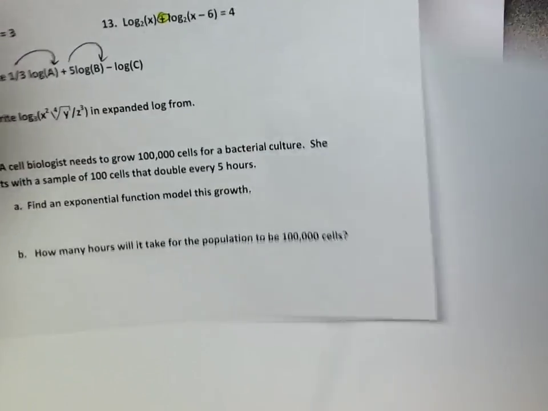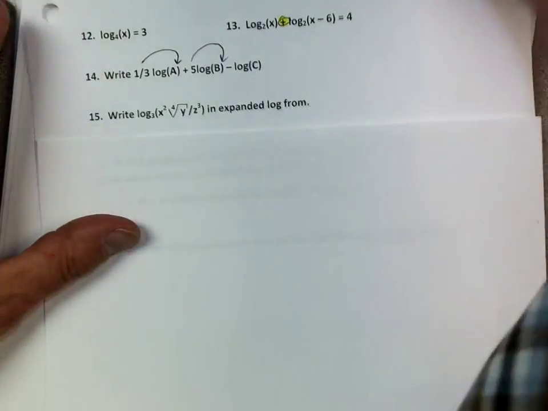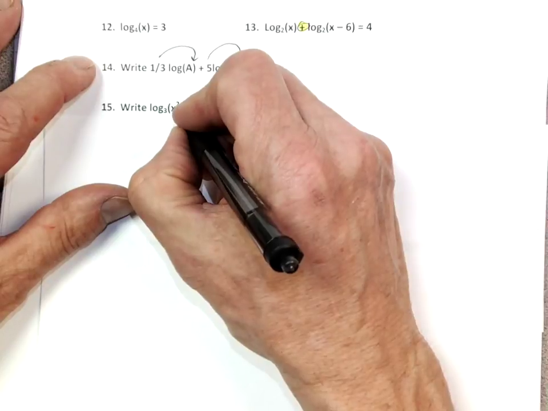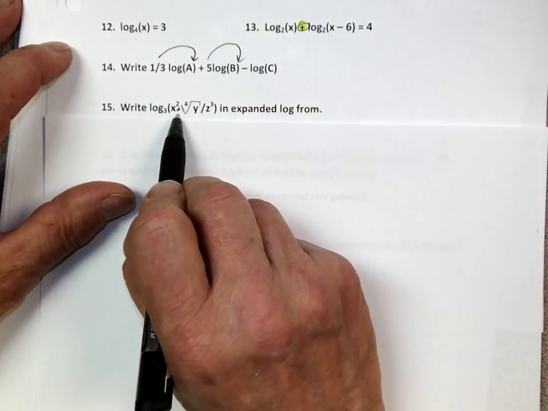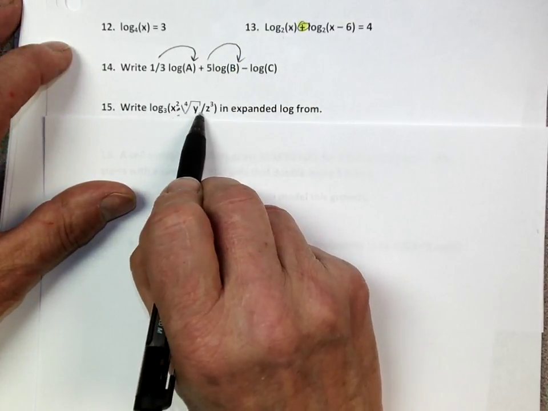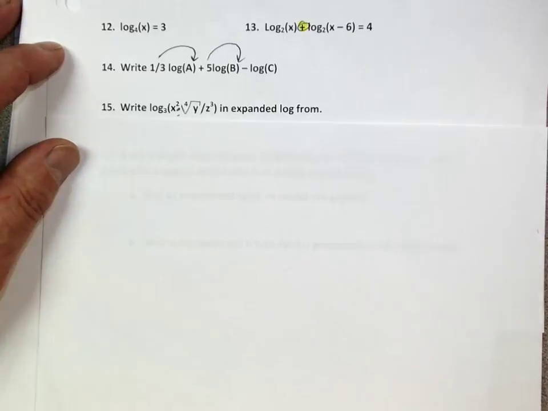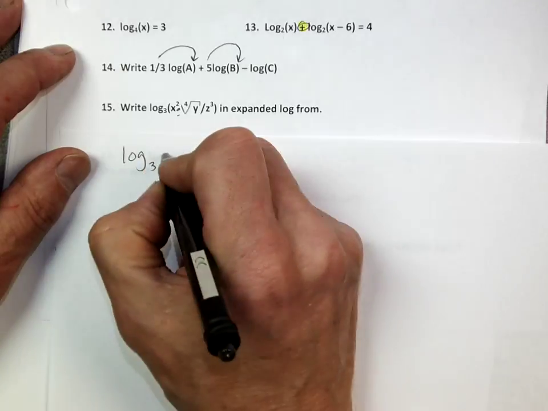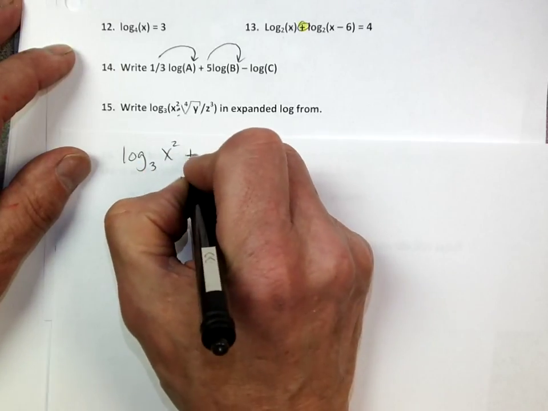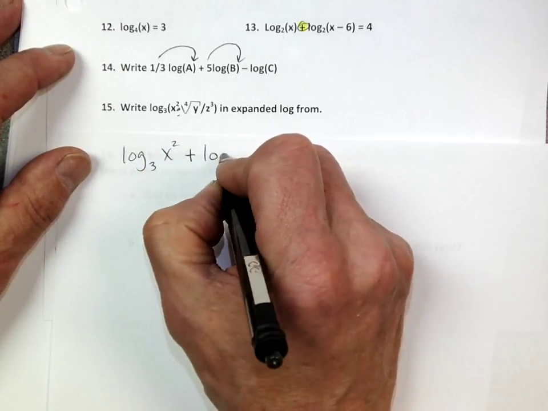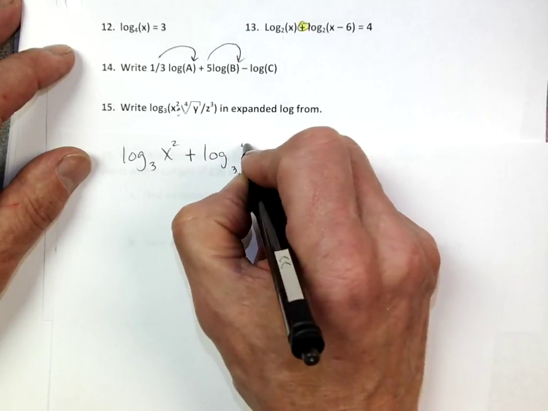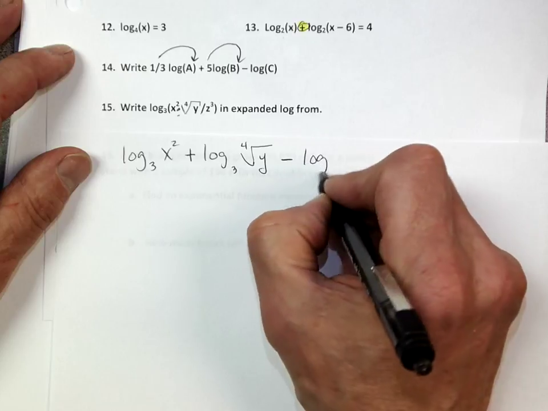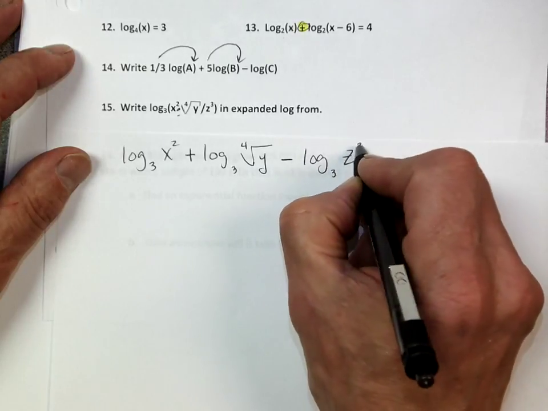15, we're going to do just the opposite, okay? So on 15, there's a little times sign here we never write, but that little times sign is going to be a plus. There's a divide sign here, which is going to be a subtract. So I'm going to go log base 3 of x squared plus log base 3 of the 4th root of y minus log base 3 of z to the 3rd. Okay, that's the first step.